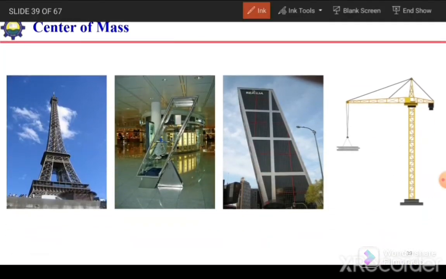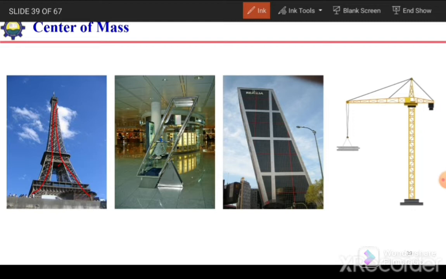This concept of center of mass is used in the design of different structures. For example, in the case of the Eiffel Tower, the base of the structure is enhanced. This is to lower the center of mass. When the center of mass is lower, it will not topple because of earthquake loads or wind loads.